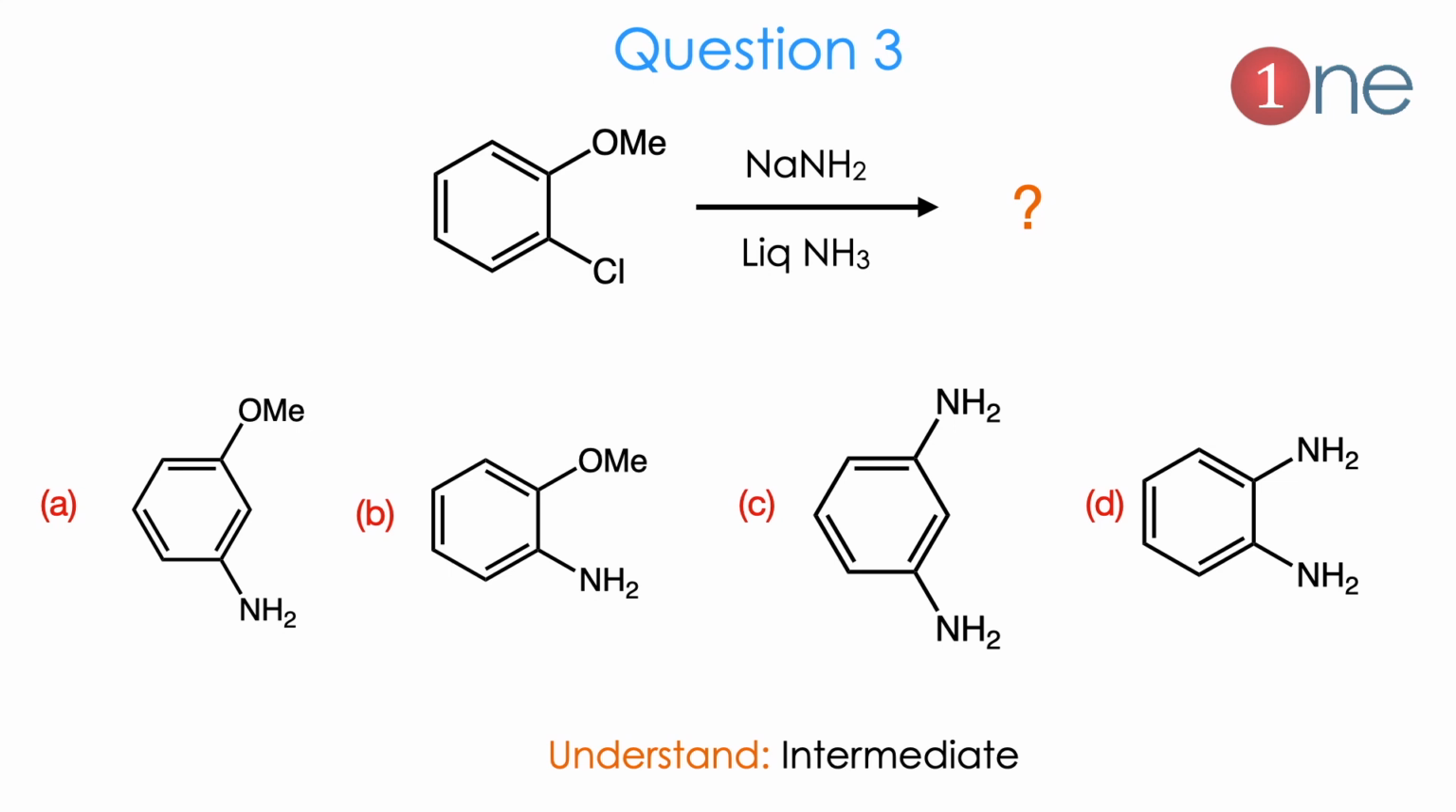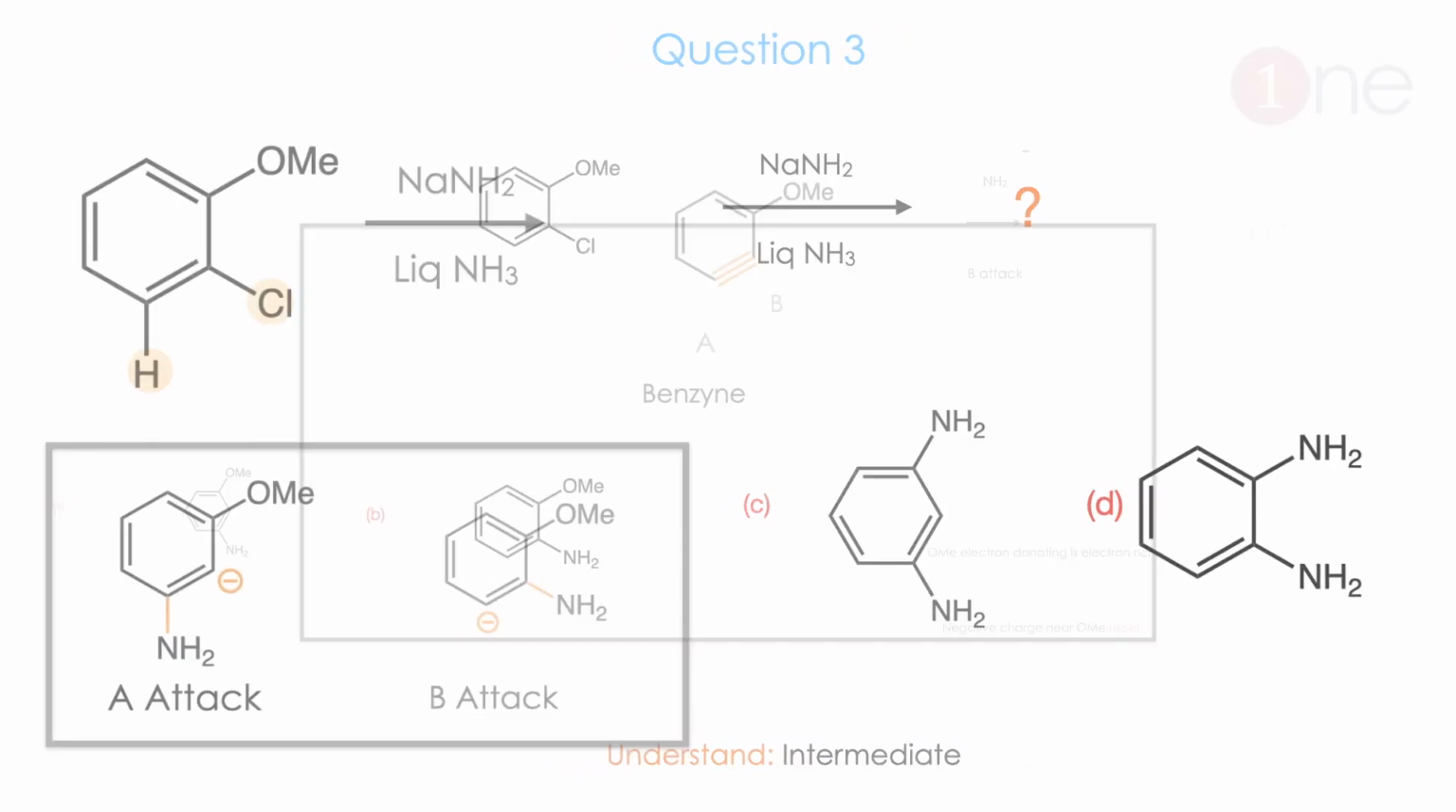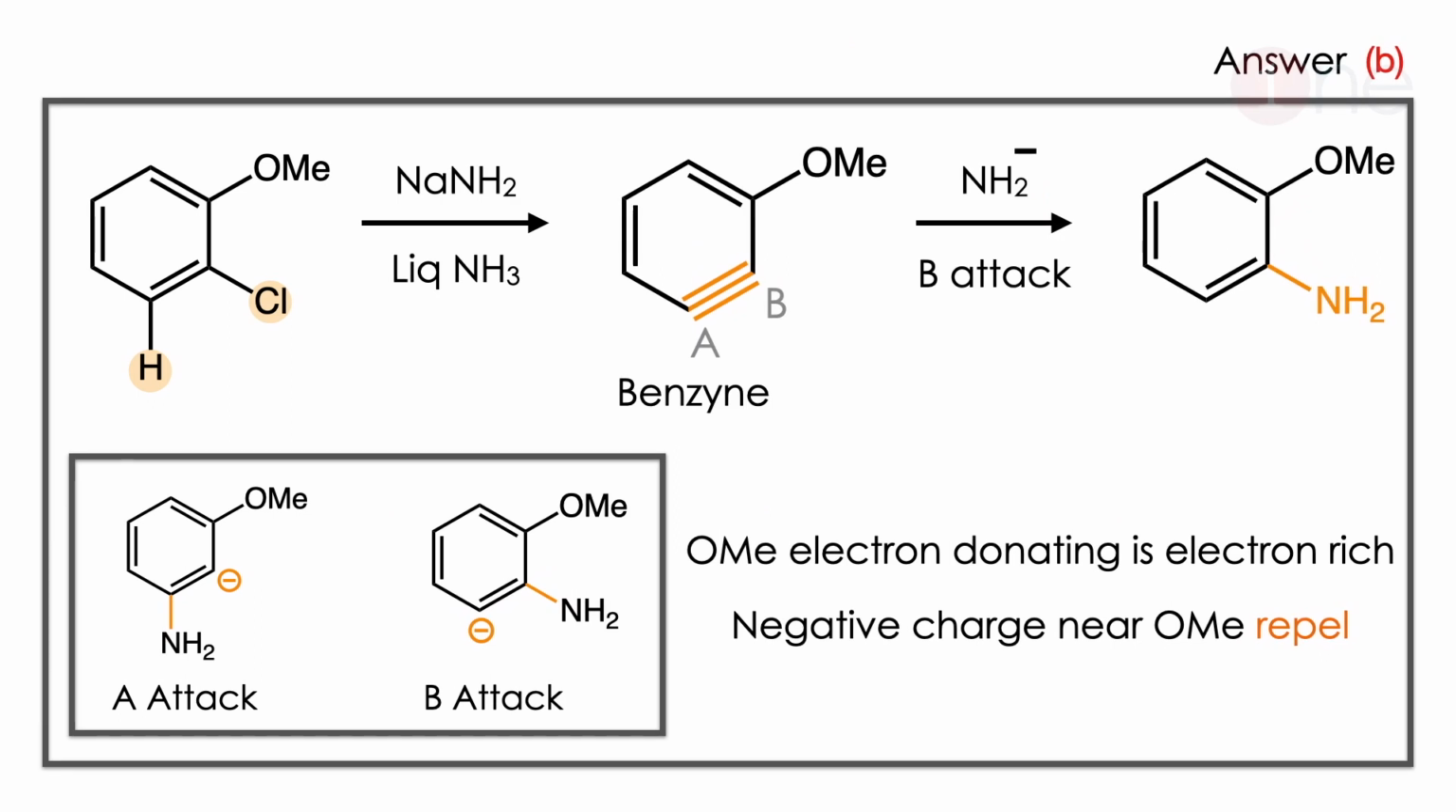The next question. Here methoxybenzene with an ortho chlorine atom. So what will be the product? Here you have to understand the intermediate to find the product. Here sodamide and liquid ammonia are given. Then you have to guess the intermediate and product. The answer is B. Let us see why.